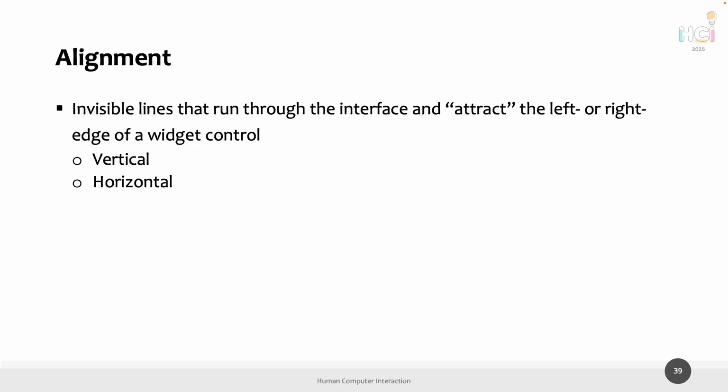So what is alignment? Alignment means those invisible lines that run through the interface and attract elements to the left or to the right. And of course, you can align horizontally and vertically. It's really important to have something that is aligned in the user interface, because we tend to prefer symmetry, as we have seen in the Gestalt principles. So even slight misalignments create confusion. We don't like misalignments in general.